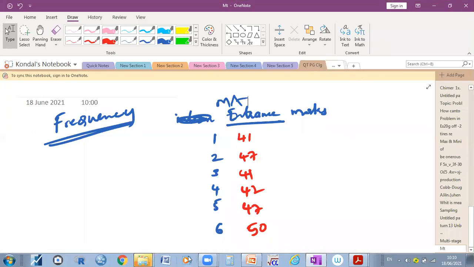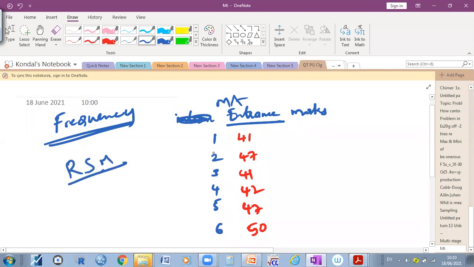So here we need to discuss the frequencies. For example, when you are employing a method, say I have employed the random sample method. In your class of 40, I asked six students. So one student, second, third, fourth, fifth, sixth. Randomly, I have selected six members.